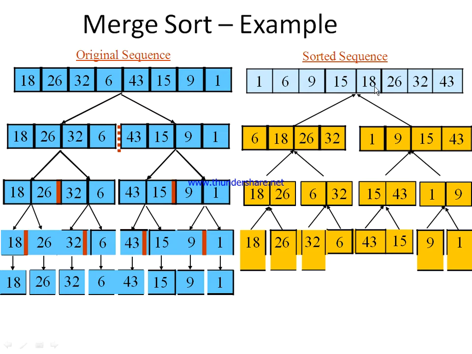Next come to the merged part. So 6, 18, 26, 32 already sorted. 1, 9, 15, 43. So 1 has come, and next 15 with 43, that is 15.